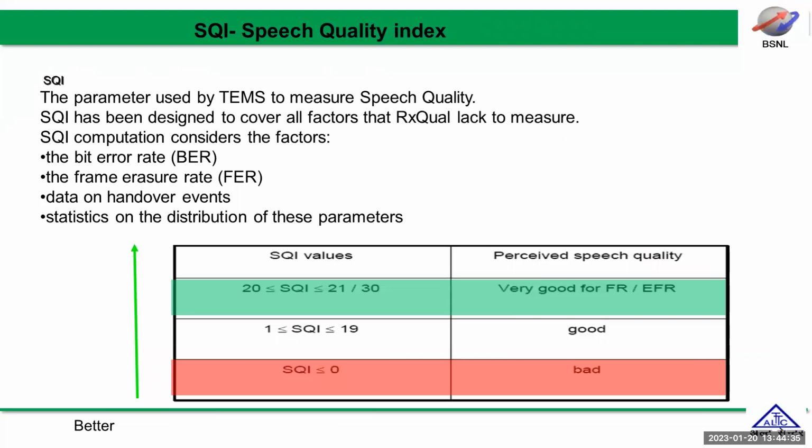The next one is the speech quality index. What is a suitable value for the speech quality index? It is very good when it is between 20 and 30. When it is less than 19 and more than 1, it is good. When it is less than 0, it is a very bad speech quality. Colors are used for the thematic map: which value we show in green, which in yellow, white or black, and which in red.